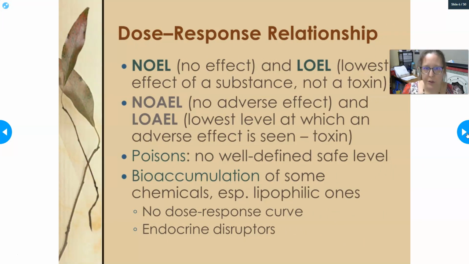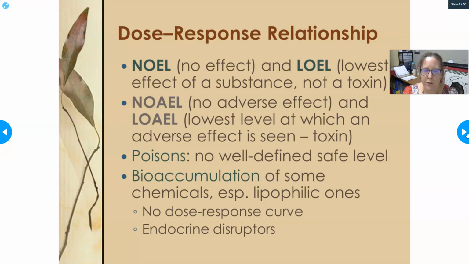And there's a couple other terms you need to be aware of that you'll see used. The NOEL is the no effect level, and the LOEL is the lowest effect level of a substance. This could be a prescription drug or something that is actually not really a toxin. It could even be a vitamin. So this is showing where there's no effect, where there's the lowest effect. The lowest effect, if it was something beneficial, would be the minimum dose that you would want to take to be able to start seeing an effect of something beneficial.